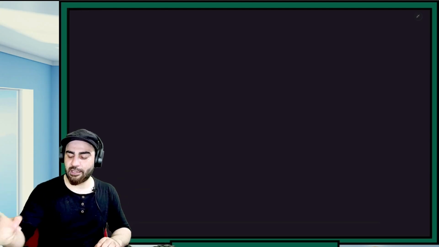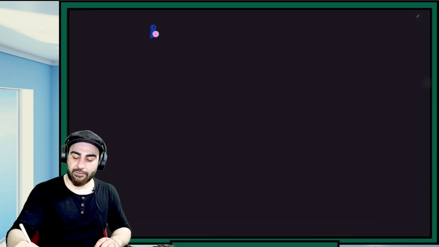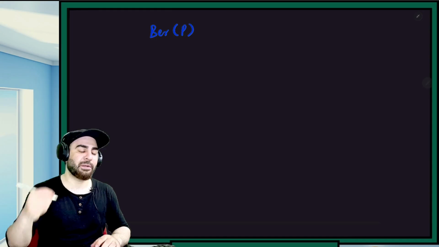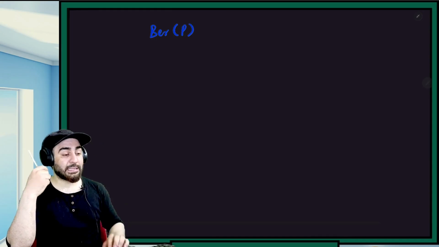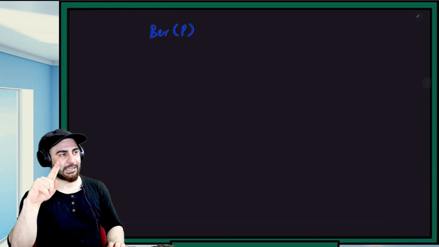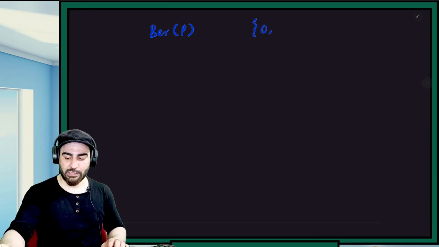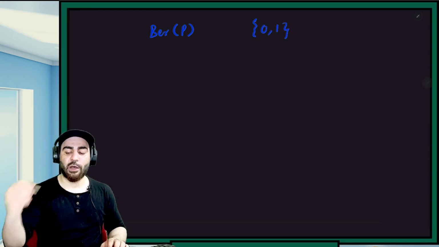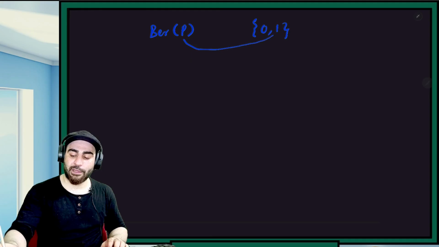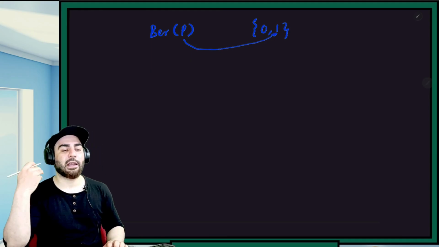The first obvious one is the Bernoulli random variable. Bernoulli has the parameter p, that is the probability of success. This random variable takes two values. It takes either success or failure, values 0 or 1. It takes success with probability p. Now I have to compute the expectation of this.